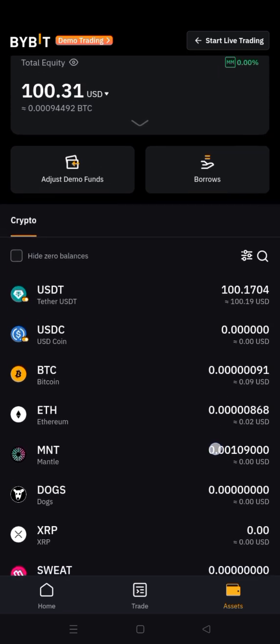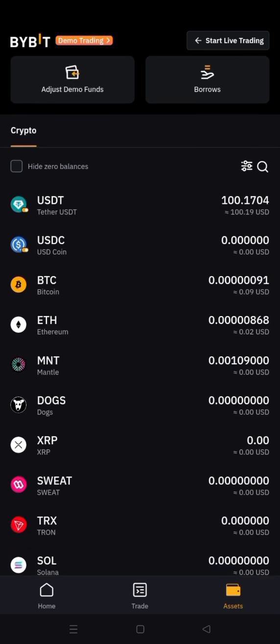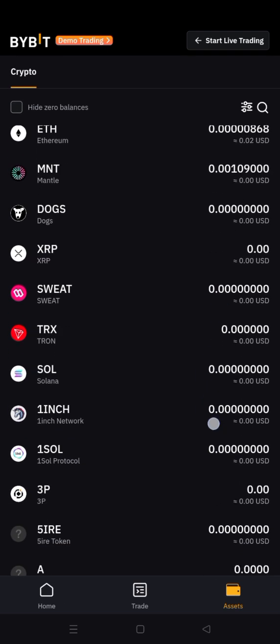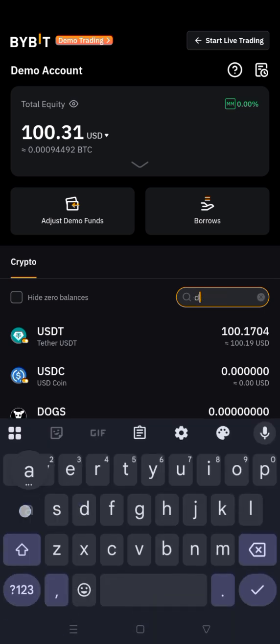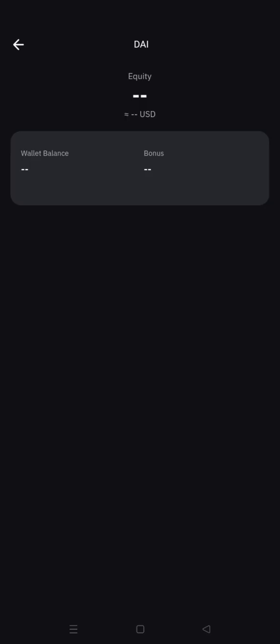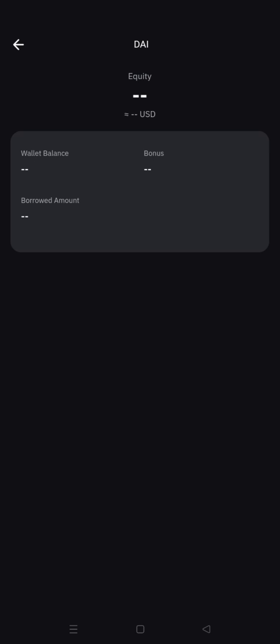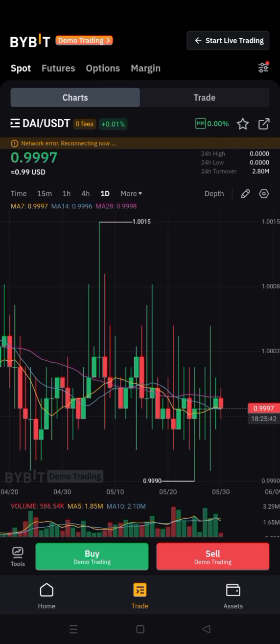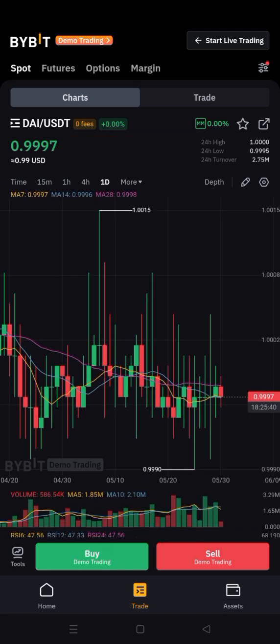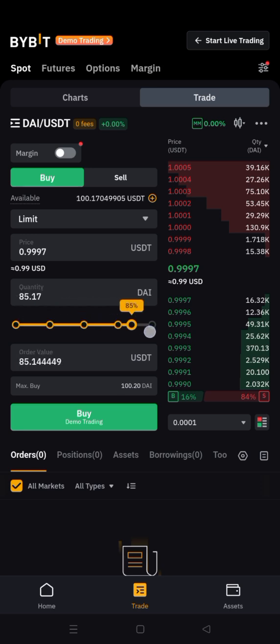This one has come to my attention when I was analyzing the market. The first thing I told you is you must have the USDT, and the USDT is 100.17. So we will go to the DAI. Then for the DAI we click DAI. There's a bit of interruption from my net, don't worry, bear with me. DAI USDT, and then you click buy.